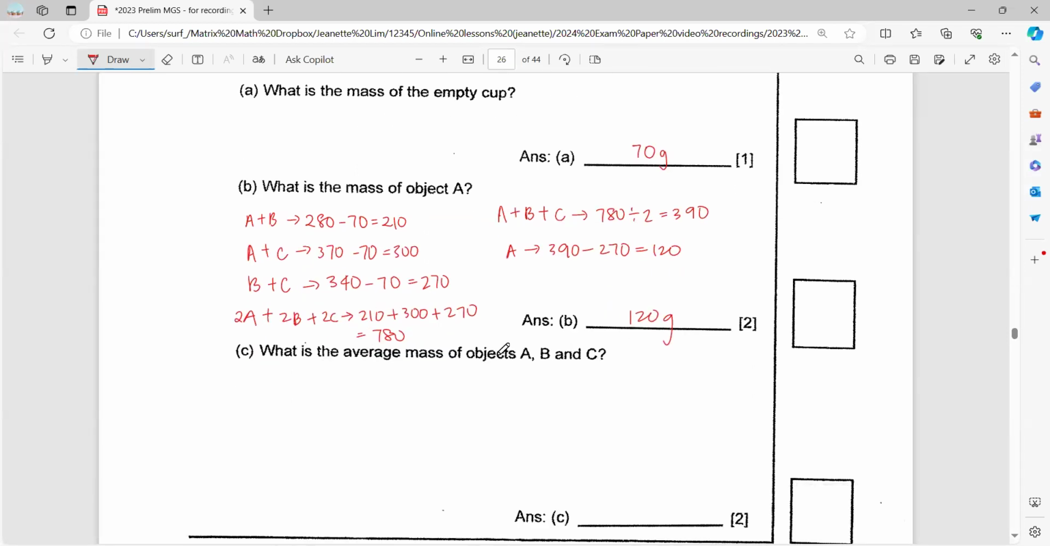Next, what is the average of A, B, and C? Now, we have already found the total of A, B, and C earlier, which is 390. So we can just take 390 divided by 3 to get the average. So answer, 130 grams.